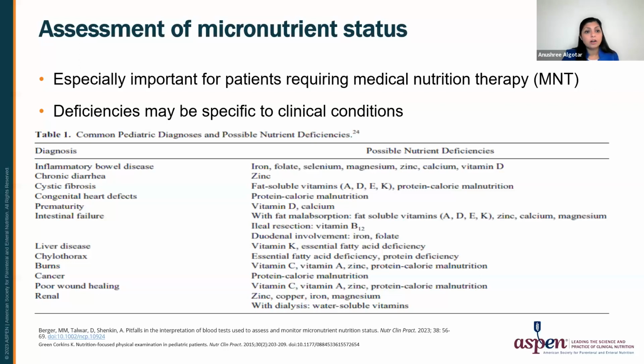As we see here, for example, inflammatory bowel disease may predispose to deficiencies of iron, folate, selenium, magnesium, zinc, calcium, and vitamin D. Similarly, intestinal failure due to fat malabsorption can have fat-soluble vitamin deficiencies as well as zinc, calcium, and magnesium deficiencies. This also is seen specifically with ileal resection, where you can have vitamin B12 deficiencies. This is a good summary table to bring our attention to these specific nutrient deficiencies related to specific diagnoses.